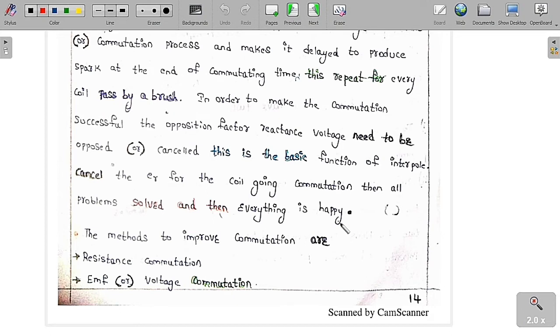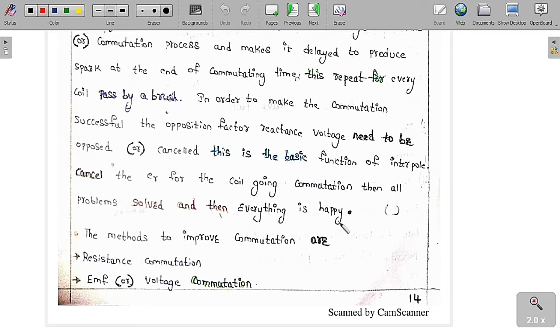This repeats for every coil passed by a brush. In order to make the commutation successful, the opposing factor, the reactance voltage, needs to be opposed or cancelled. This is the basic function of the interpole. It is going to cancel the reactance voltage ER for the coil undergoing the commutation. Then all the problems are solved and everything is happy. So this is the basic function of the interpole.